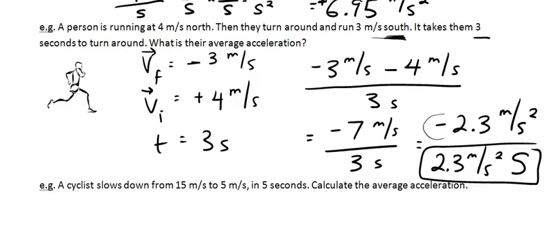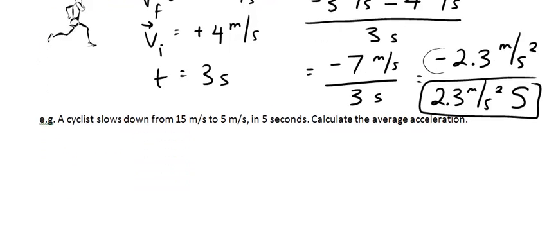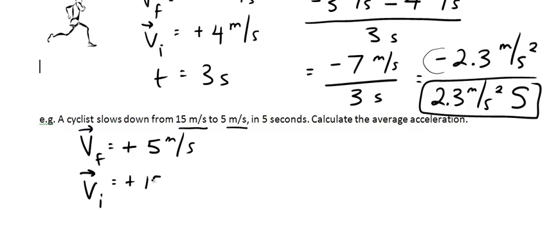Okay, now we'll do one more example. This is an example of cyclists slowing down. So their final velocity is 5 meters per second. Their initial velocity is 15 meters per second. Okay, they're going in the same direction, so let's just use positive signs. This would be easy. And their initial velocity was positive 15 meters per second, and the time for this change was 5 seconds.